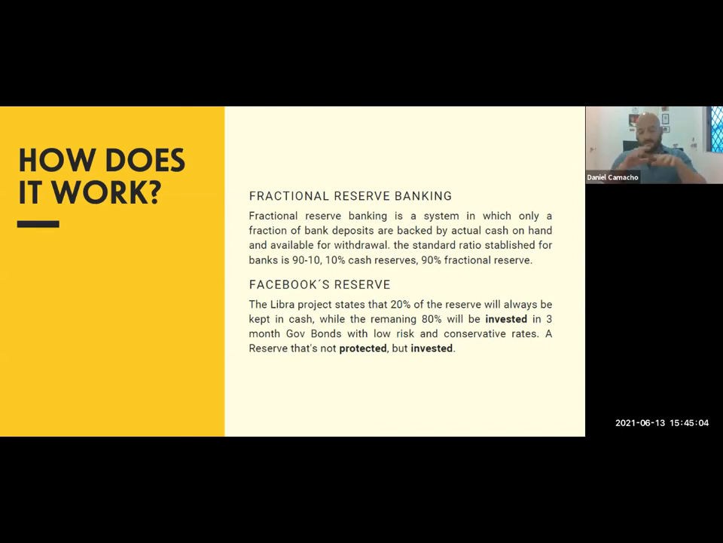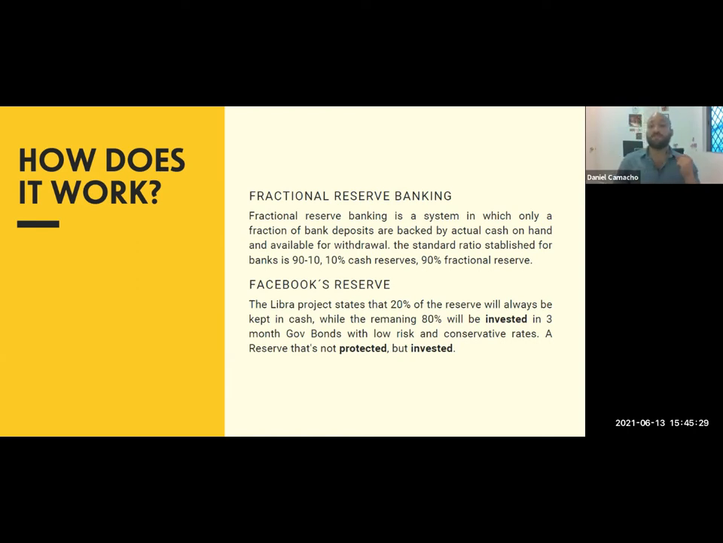So this story is amazing as an example, because banks can deny us our own money if they do not have enough cash to sustain the withdrawal, and that happens. Okay, the standard ratio established for banks is 9-10. This means 10% cash reserves and 90% fractional reserves.